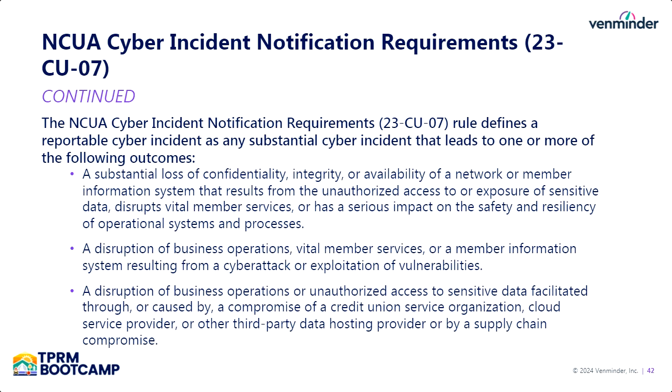That reporting criteria is described here and basically says that a cyber incident is reportable if it can lead to one or more of these outcomes. The first would be a substantial loss of confidentiality, integrity, or availability of an information system. The second outcome would be a disruption to business operations, and that last occurrence is directly related to third-party service providers. When a third party suffers a breach or some other cyber attack that impacts the credit union's sensitive data, that would qualify as a reportable cyber incident.